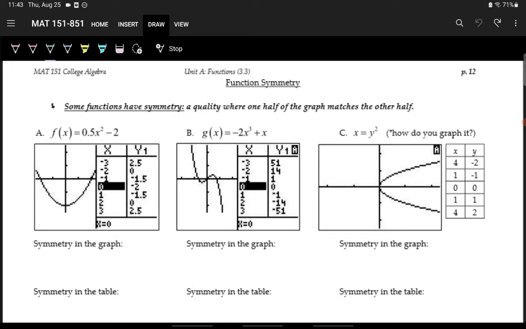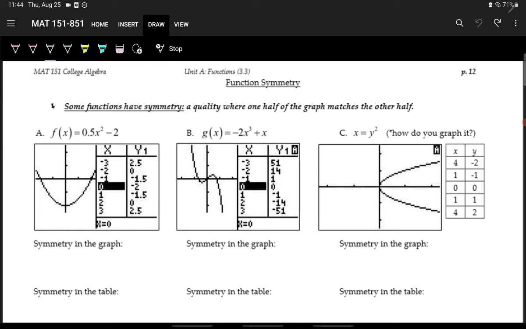So what symmetry means just in general is that there's some sort of matching going on or some mirroring that you can see in the picture or in the function itself. So let's look at the different types of symmetry that we can see. On part A here, we have this function graphed out. This is the function in equation form, graph form, and table form. And we can see symmetry actually in all of the parts. But let's take a look at what symmetries we see either in the graph or in the table.